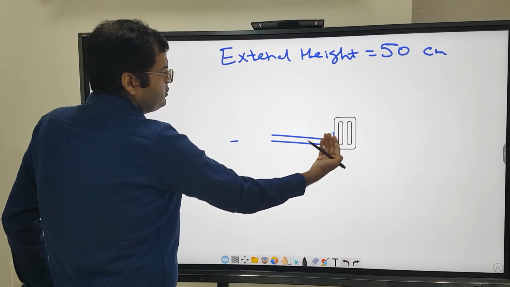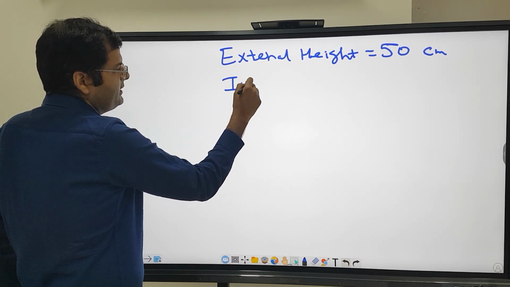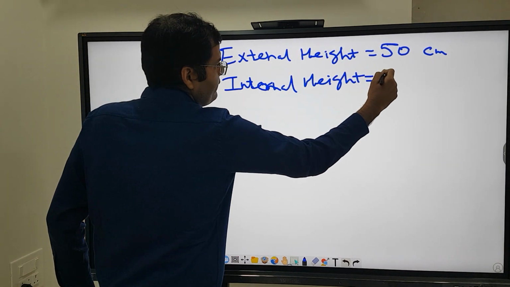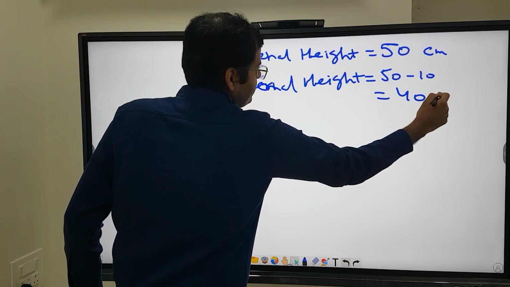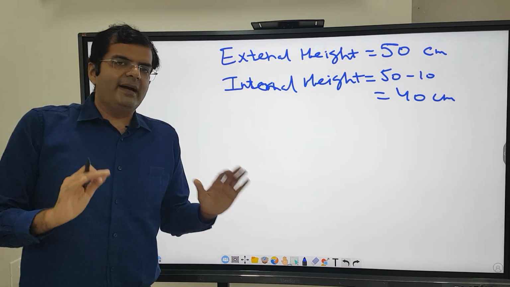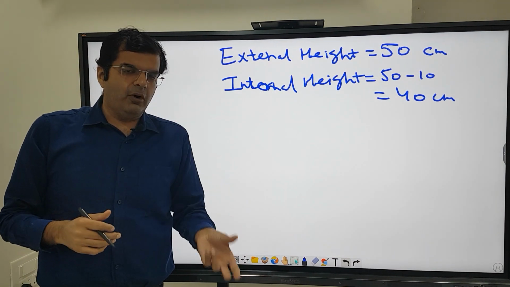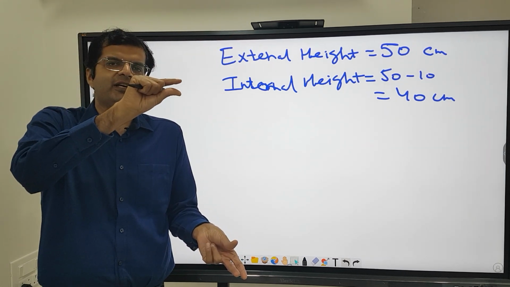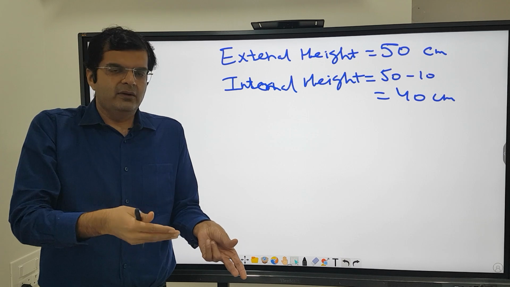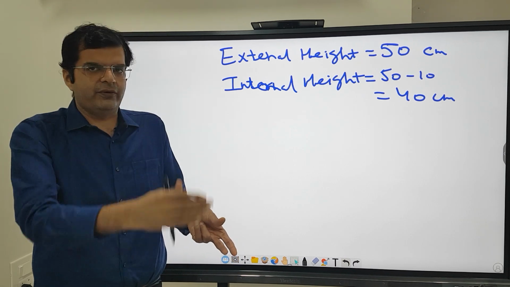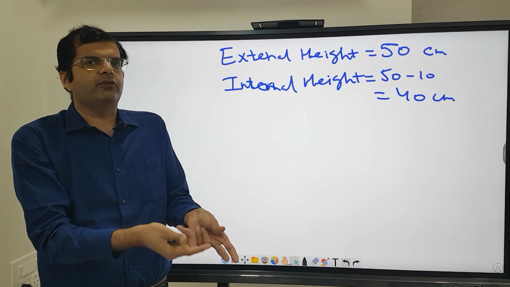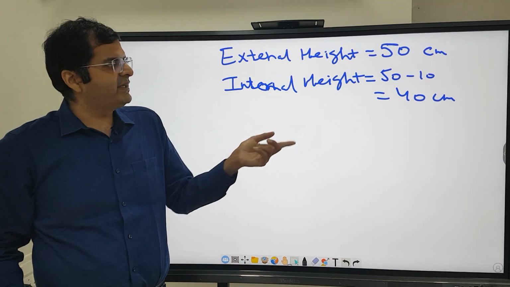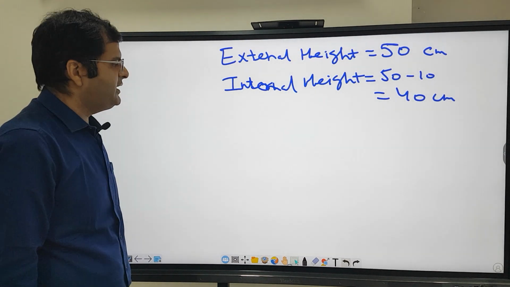So my internal height will be 50 minus 10, which is equal to 40 centimeter. This is very important. If you imagine a tank, at the bottom it is thick, but from the top it is open. So there is no thickness for the height from the top. If my external height is 50, you will just deduct the thickness of the bottom part, which is 10 centimeter. So my internal height is 40 centimeter.